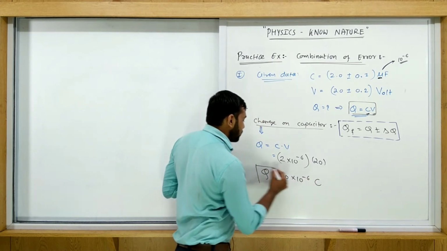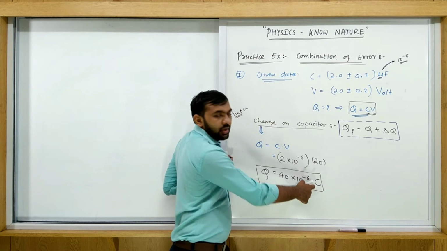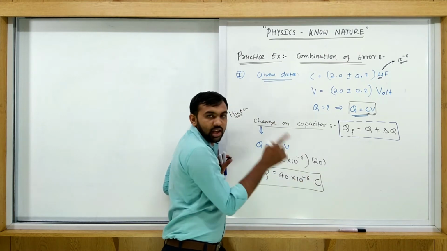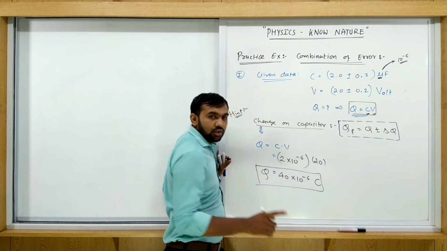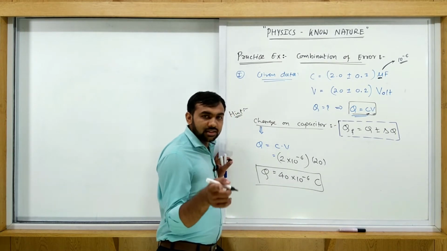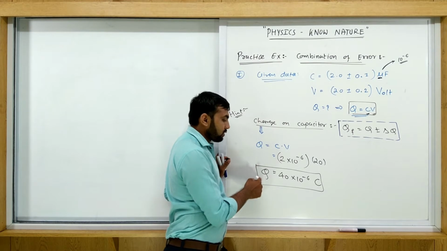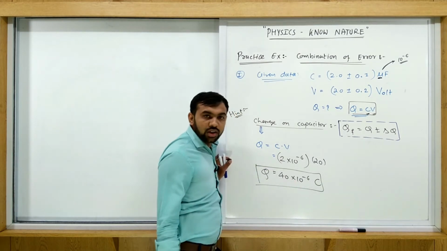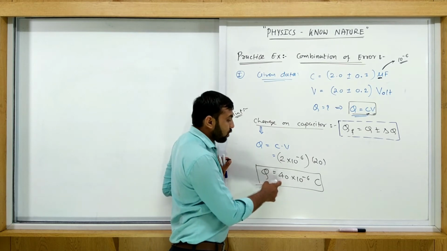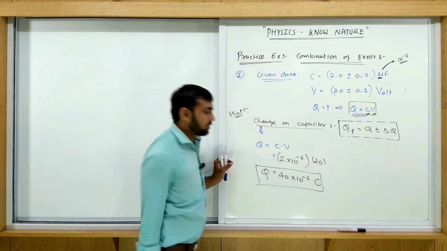The unit of charge Q is coulomb. This C represents coulomb, not the capacitance. C is the representation of a coulomb, that is the unit of charge. We discussed the unit of charge in 12th standard. Right now you remember, the unit of charge is what? Coulomb. So Q is equal to 40 into 10 raised to minus 6 coulomb.